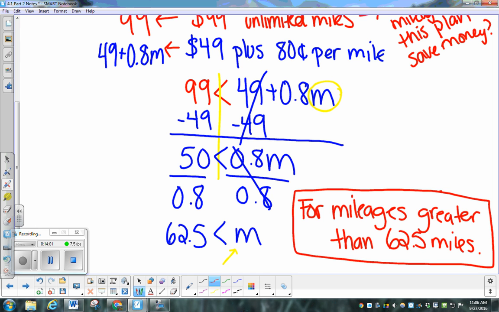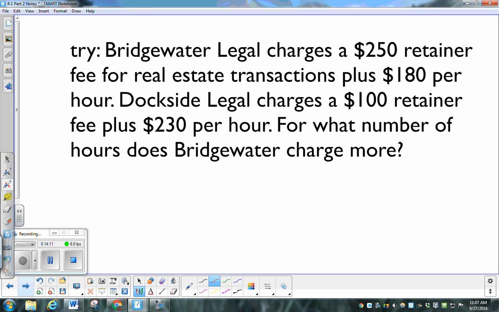So I'm going to put another word problem on the next screen. I want you guys to try it, and then we'll go over it in class tomorrow. Here's your problem. Bridgewater Legal charges a $250 retainer fee, so that's a one-time fee, for real estate transactions, plus $180 per hour. Now this other company, Dockside Legal, they charge just a $100 retainer fee, just once, plus they charge $230 per hour. I want to know, for what number of hours does Bridgewater charge more?